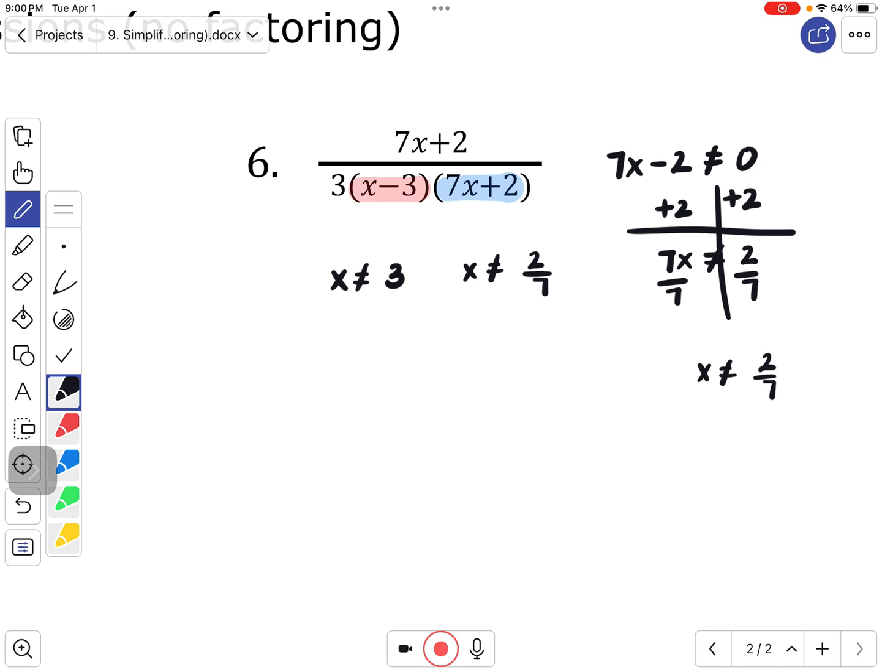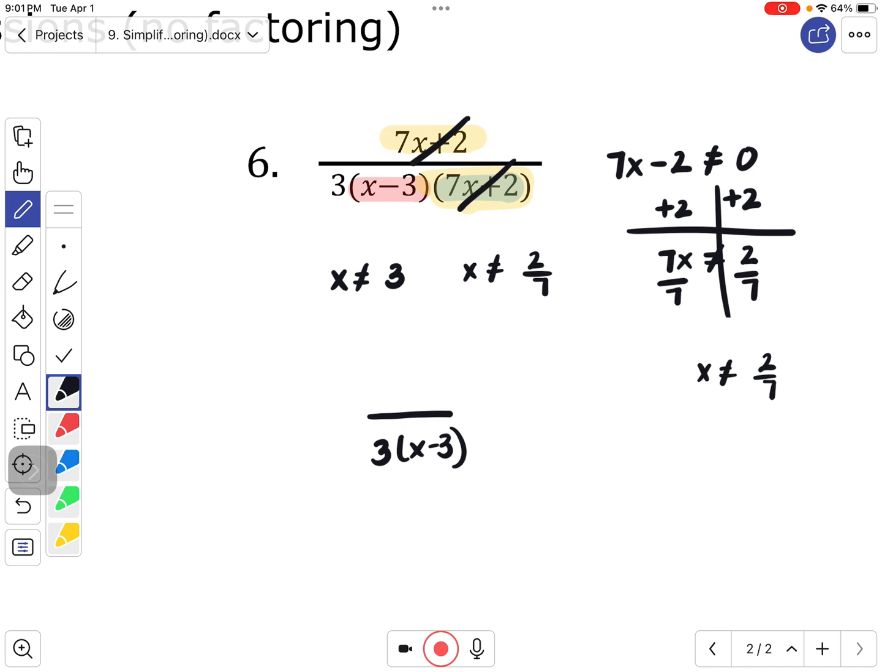My second answer, I have to decide what I'm going to cancel out. If this is 7x plus 2, and this is 7x plus 2, because it's a top and bottom, I can cancel this and I can cancel this. On the top, I'm just going to leave it open because right now there's nothing there. But on the bottom, I have the 3 and then the x minus 3. You don't have to distribute that 3. You can just leave that just as it is.